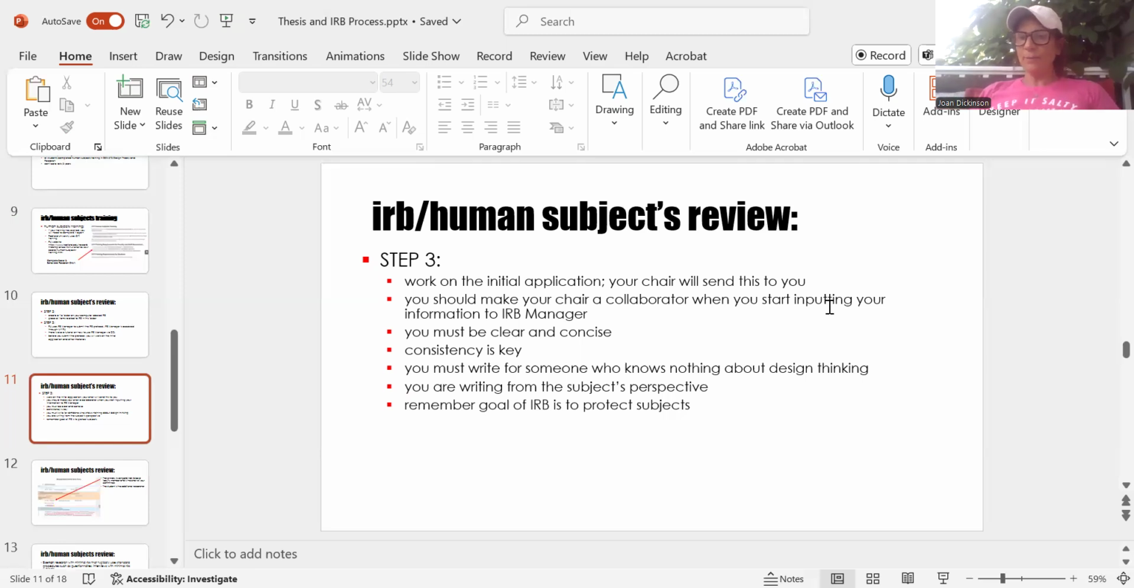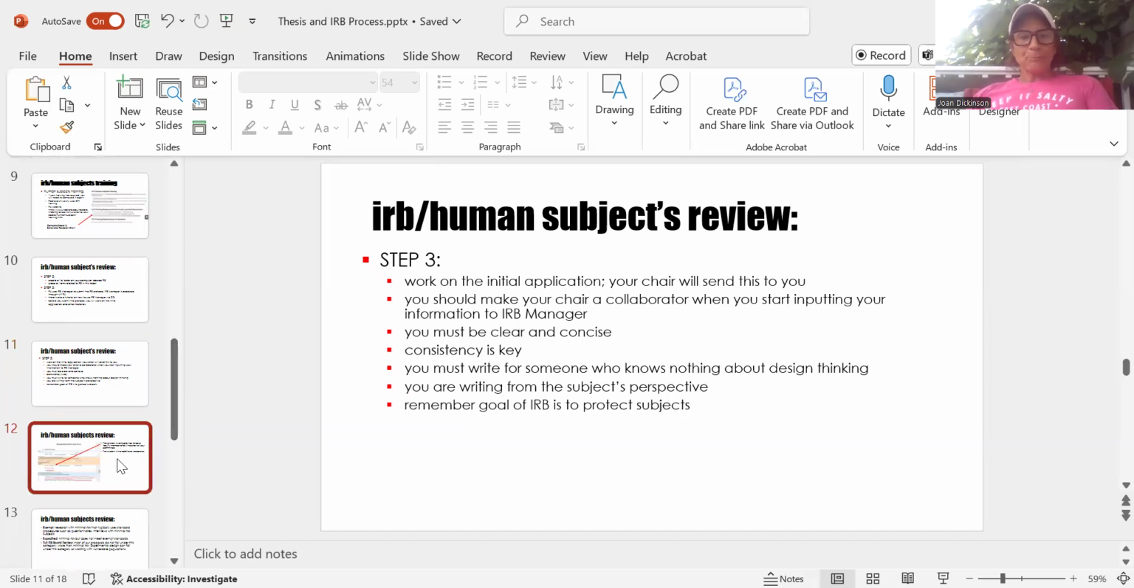This is incredibly important. So you are writing this from the subject's perspective. And what I mean by that is you are writing this in terms of when are you in contact with that subject? What are you asking subjects to do? Okay. And that has to be very clearly and explicitly explained. Remember, the goal of the IRB, they want to protect subjects. That's really their goal. Okay.